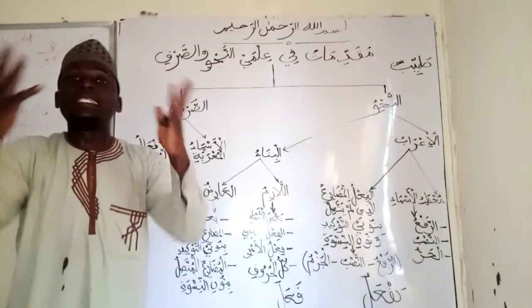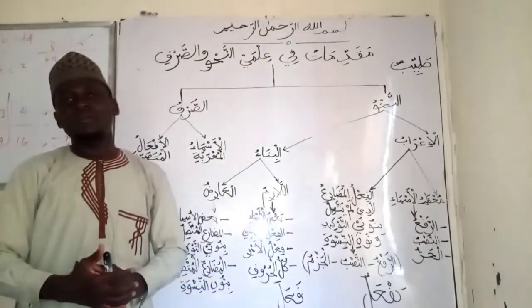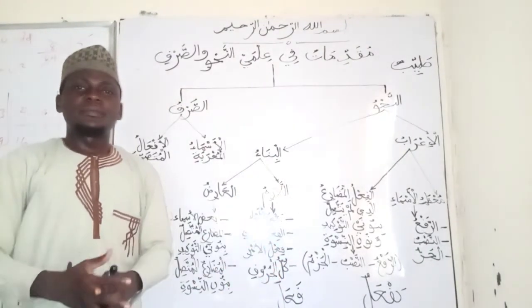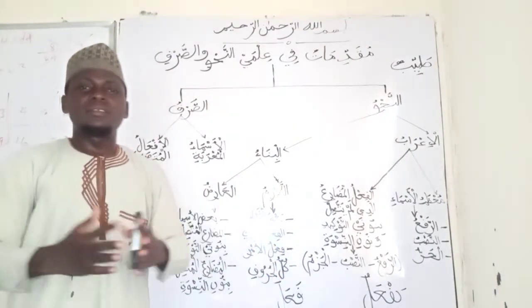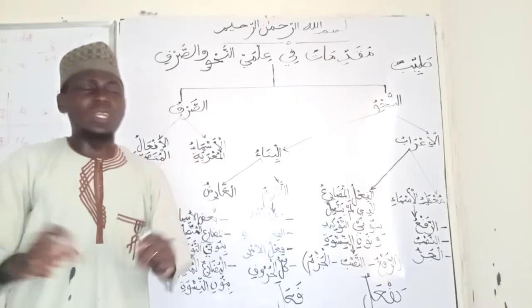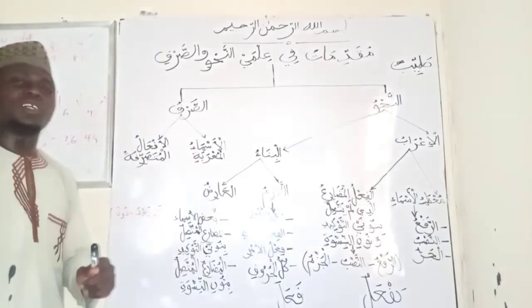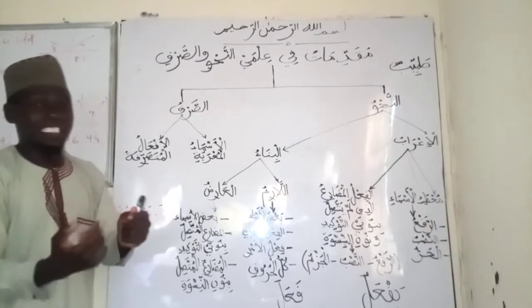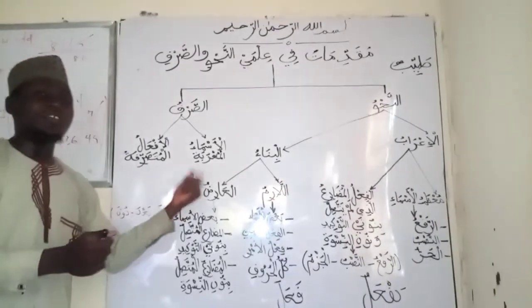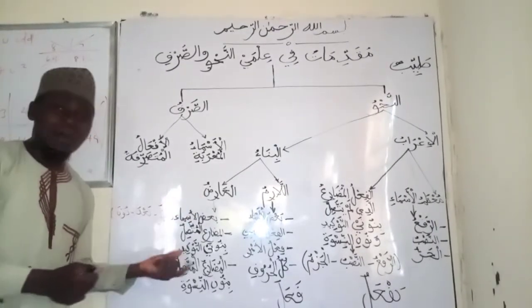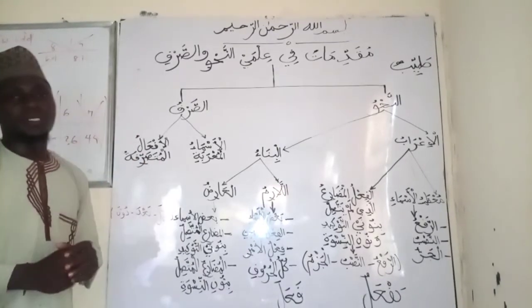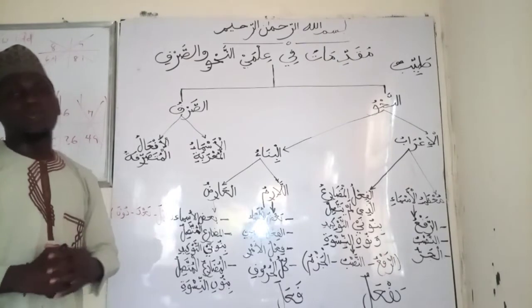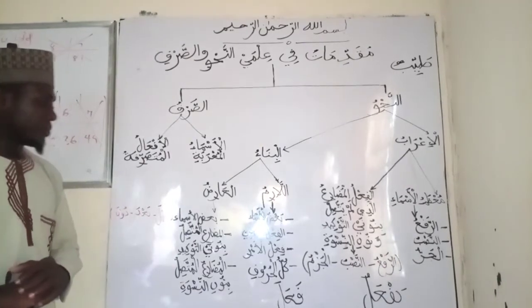Like yaktubanna, that is thaqila. Yaf'alanna, yasma'anna, yajlisanna, yarfa'anna. So in that case, the last letter of al-mudari' will become fatha, and it is as a result of the noon tawkid that comes into play therein, either thaqila, the heavy one, or khafifa, the light one.